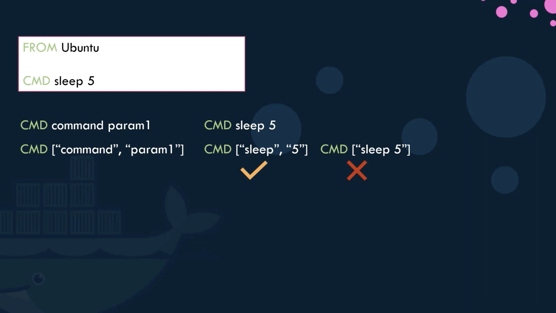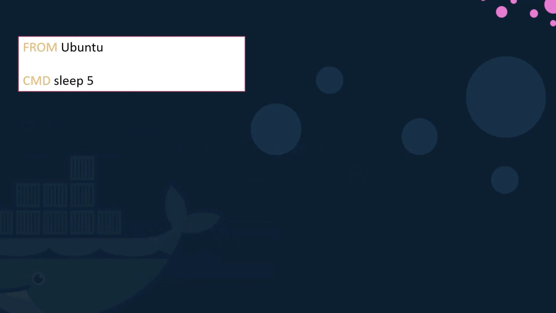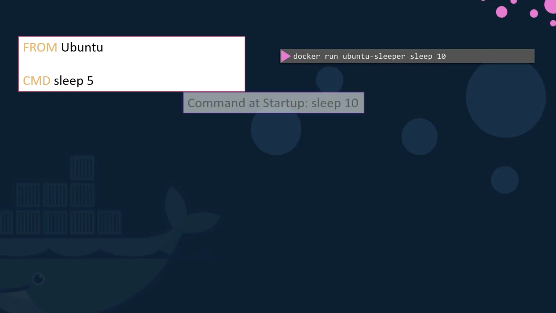So I now build my new image using the docker build command and name it ubuntu-sleeper. I could now simply run the docker run ubuntu-sleeper command and get the same results. It always sleeps for 5 seconds and exits. But what if I wish to change the number of seconds it sleeps? Currently, it is hard-coded to 5 seconds. As we learned before, one option is to run the docker run command with the new command appended to it. In this case, sleep 10. And so the command that will be run at startup will be sleep 10.